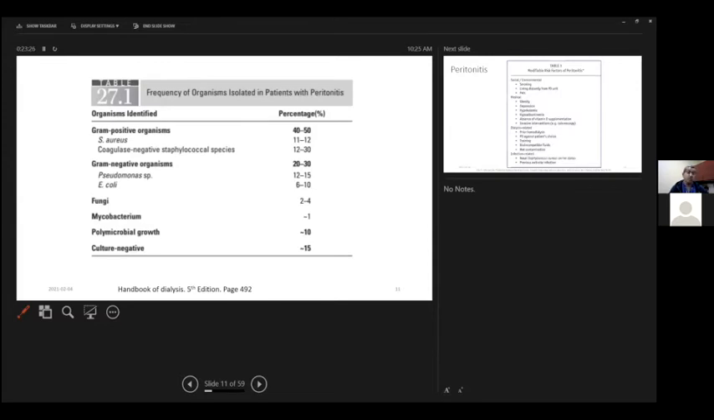Lastly, but not the least, the really nastier ones are fungus. Mycobacterium is almost 1%. Then polymicrobial growth. When you have polymicrobial growth, that means there's a problem, a breach in the continuity of the GI tract.